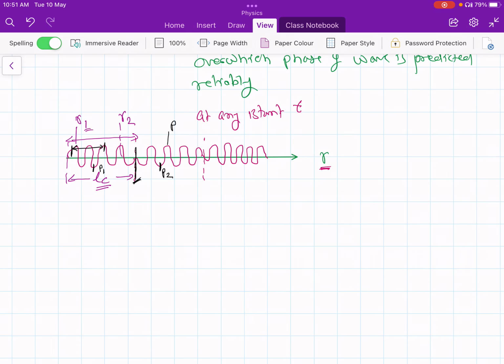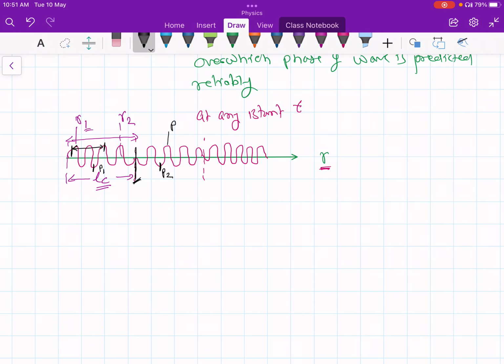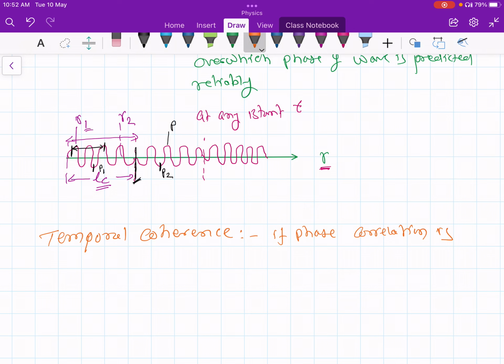Then let's see what is temporal coherence. There are two types of coherence. The first is temporal coherence. Let us define this temporal coherence. In temporal coherence, if phase correlation is maintained at one location at different times, in the direction of propagation of the wave.